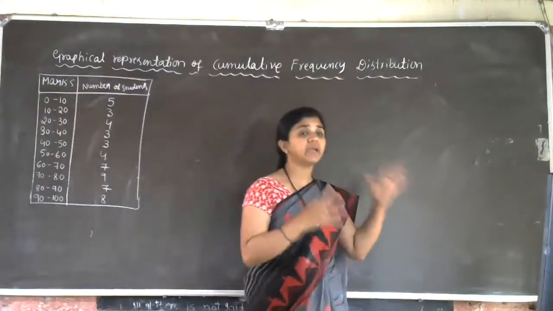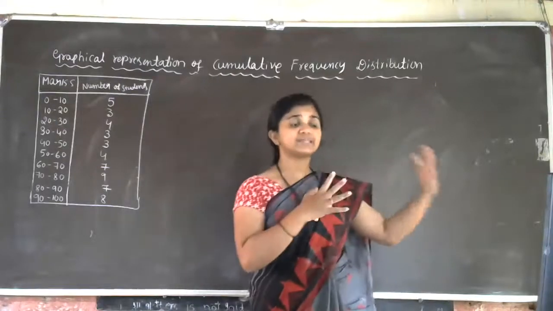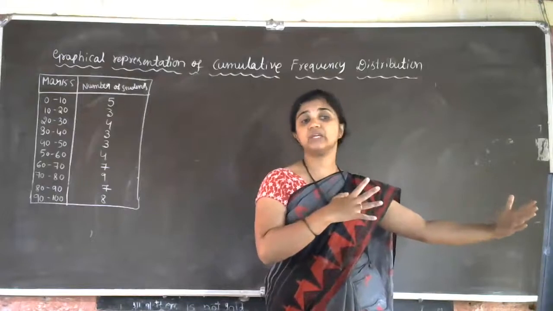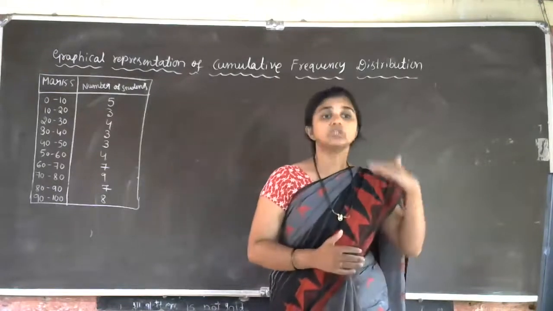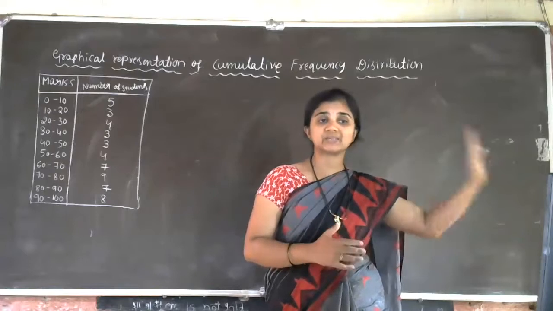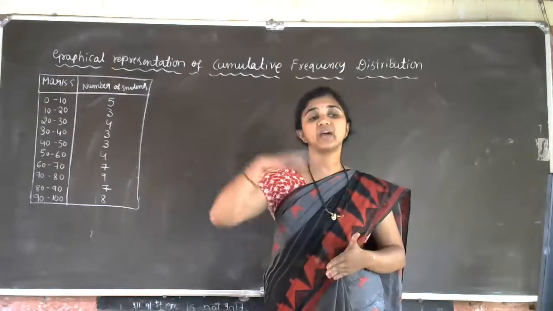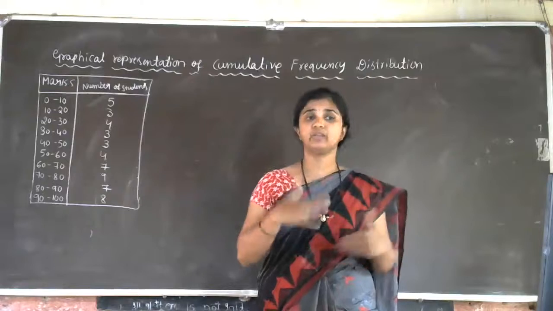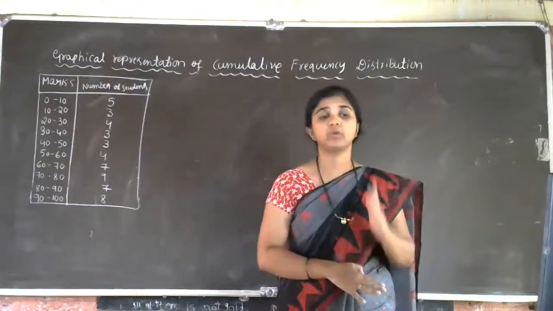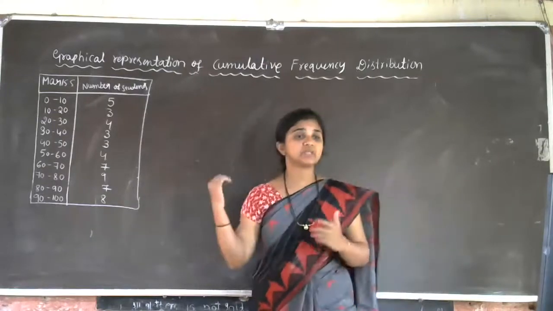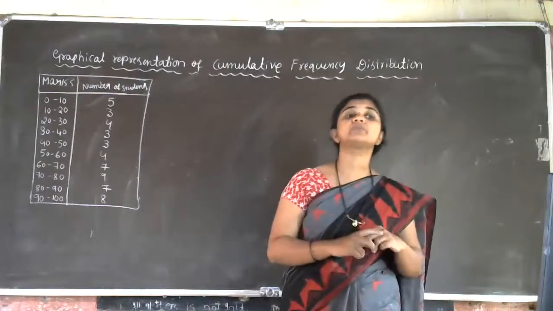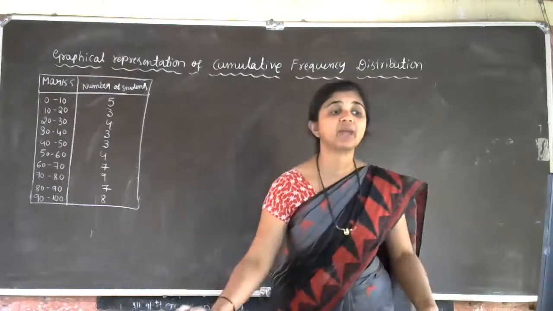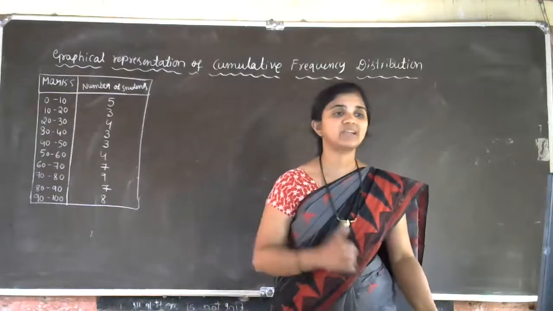So here we have to draw the less than type cumulative frequency graph, then the more than type cumulative frequency graph. What are the names of those graphs? We have to see today. Okay, yes, graphical representation of cumulative frequency. So you can observe the two types of graph: one is the less than type graph, another one is the more than type graph.